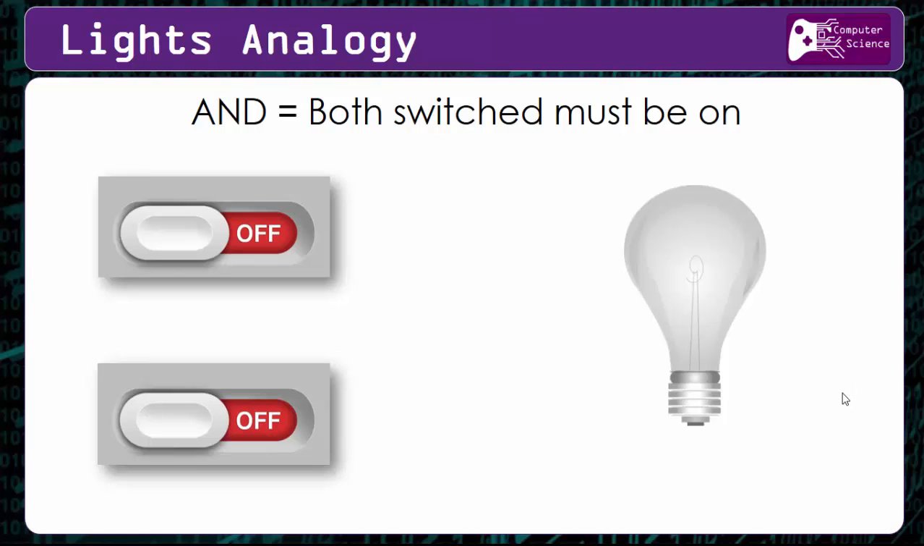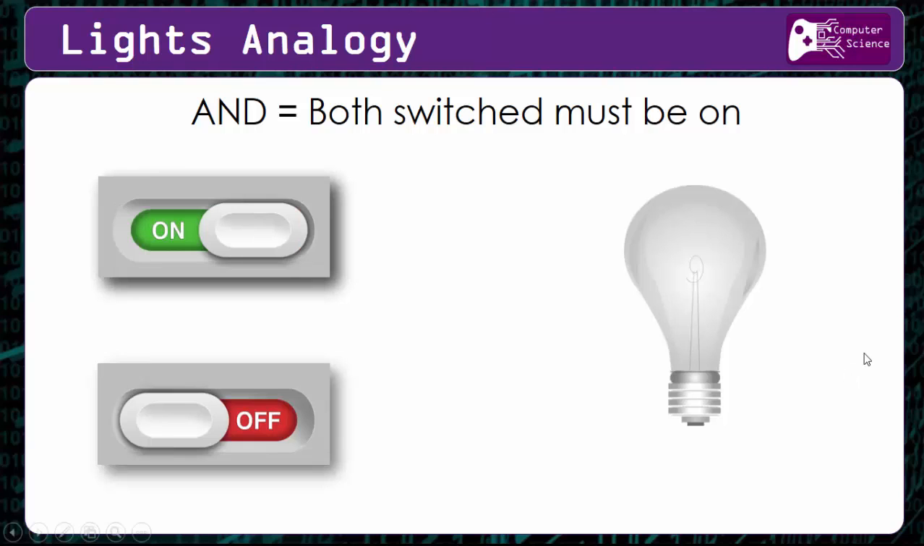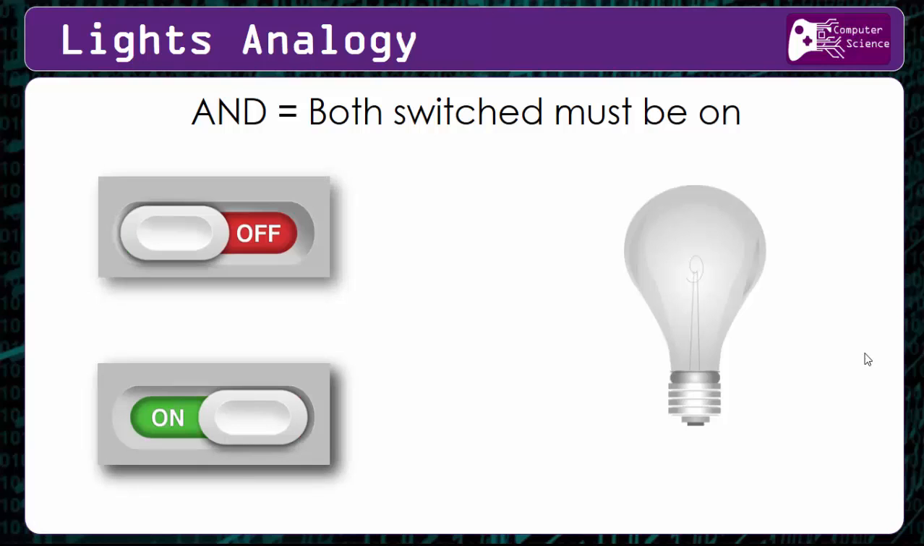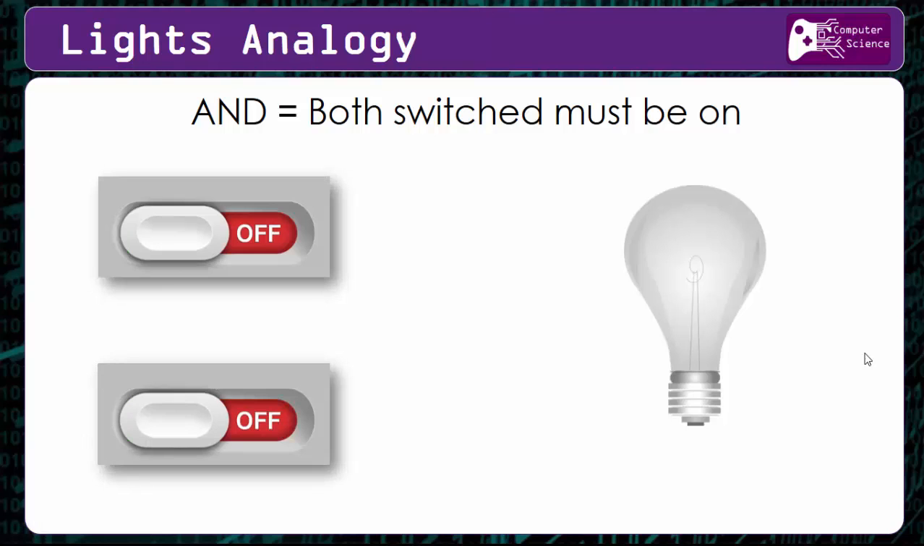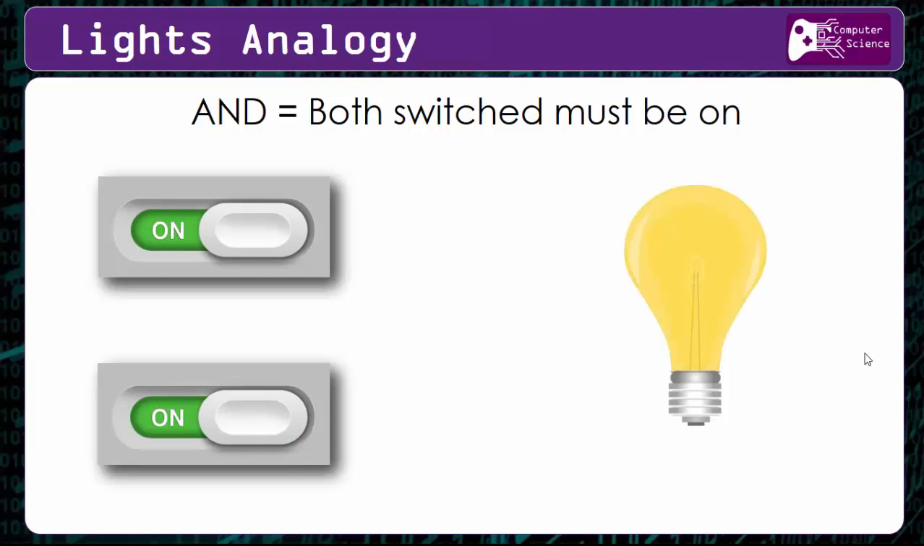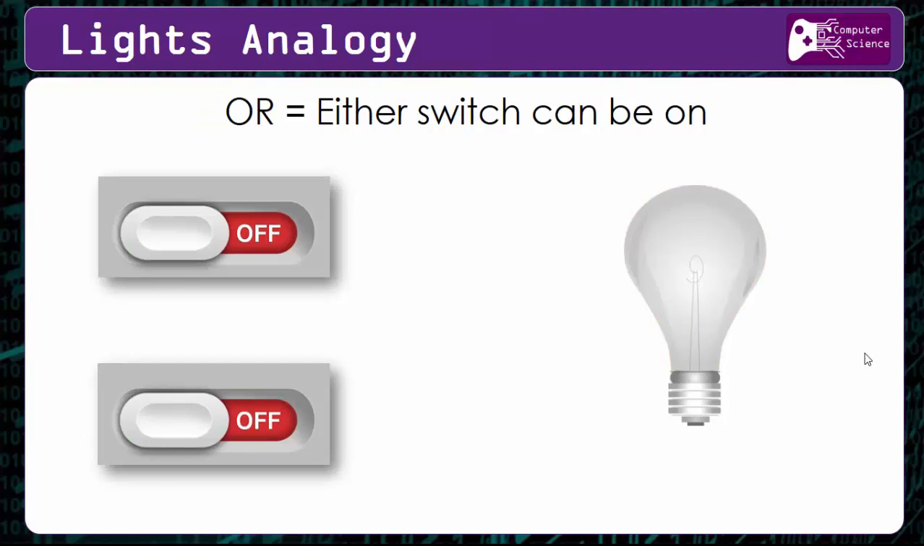So with both of the switches off, obviously there is no output, so the light is not on. If we switch one of those switches on, then there is still no output. If we switch the other one on, again, still no output. It's only when we switch both of them on that the output is positive, so the light switches on.